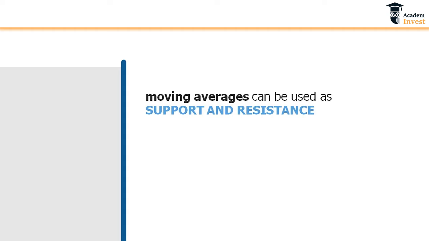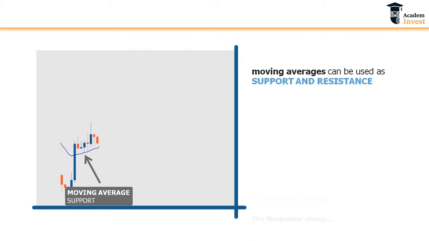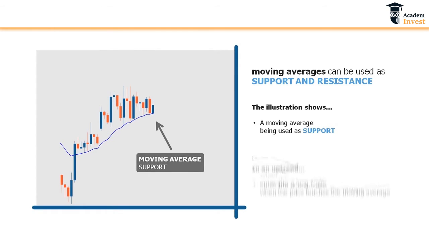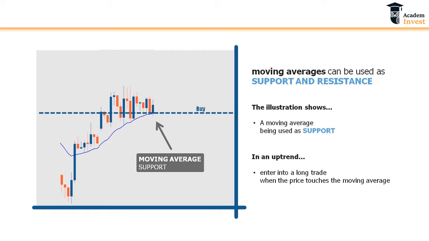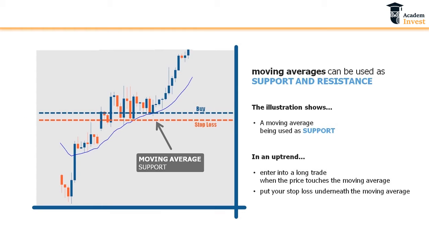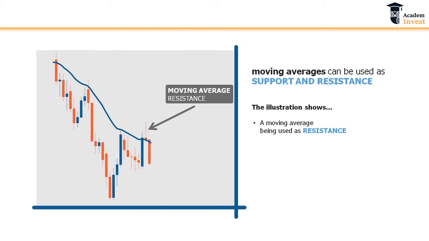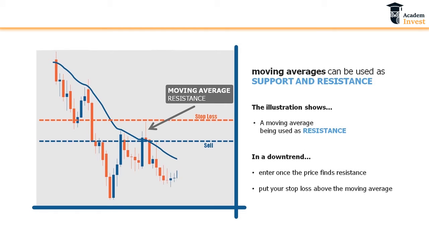Moving averages can also be used as support and resistance. This illustration shows a moving average being used as support. In an uptrend, you enter into a long trade when price touches the moving average, which acts as support. You put your stop loss underneath the moving average. Here you see an example of a moving average acting as resistance. In a downtrend, you can enter once the price pulls back to the moving average, which acts as resistance. You put your stop loss above the moving average.